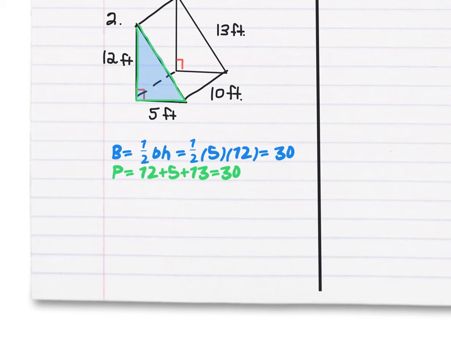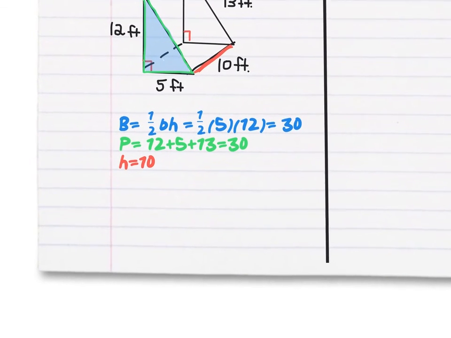The last part here that we need to find is the height of the prism. And that's how far apart the 2 triangles, which are the 2 bases, are from each other. So these 2 triangles are 10 feet apart. So I'm going to outline that in red. This is going to be the height of my prism.